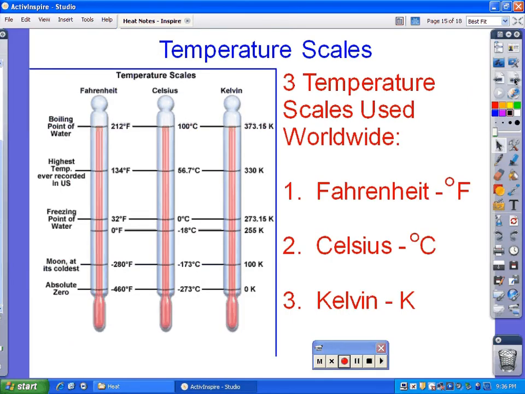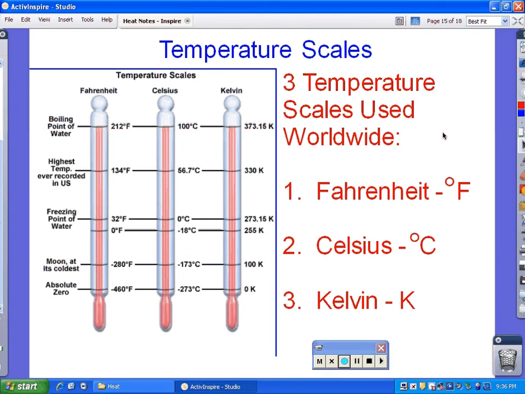There are three temperature scales used in the world. Three main ones, I have to say. There are other temperature scales used, but not widespread. The three temperature scales are Fahrenheit, Celsius, and Kelvin. Notice how they're expressed. Fahrenheit is always degrees Fahrenheit, Celsius is degrees Celsius, and Kelvin is just K.